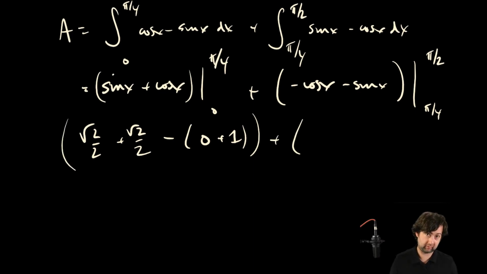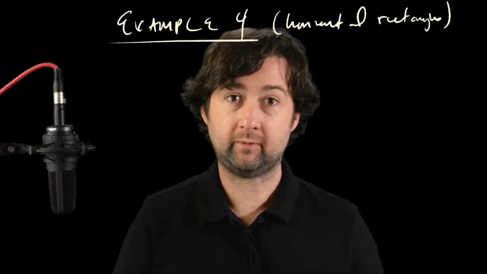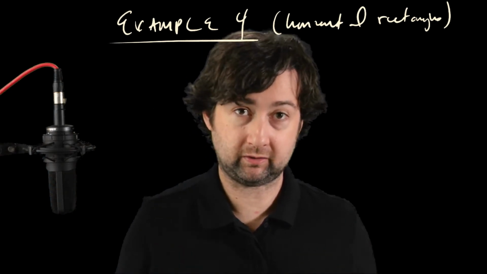Then we'll do the same for the right-hand side. So the cosine of pi over 2 is 0. The sine of pi over 2 is 1. Then we get minus root 2 over 2 and minus root 2 over 2. And when the dust clears, you end up with 2 root 2 minus 2 as the final answer to the question.